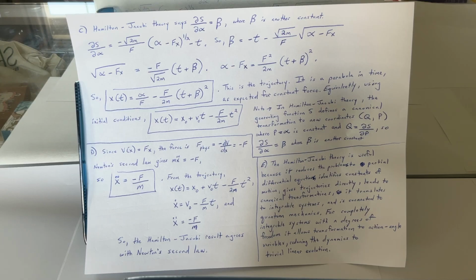And for the last part of the problem, letter E, we want to discuss the advantages of Hamilton-Jacobi theory for integrable systems. Here, the theory is useful because it reduces the problem to partial differential equations, identifies constants of motion, gives trajectories directly, leads to canonical transformations, applies to integrable systems, and is connected to quantum mechanics. For completely integrable systems with n degrees of freedom, it allows transformation to action-angle variables, reducing the dynamics to trivial linear evolution. Okay, so that's all for this problem.